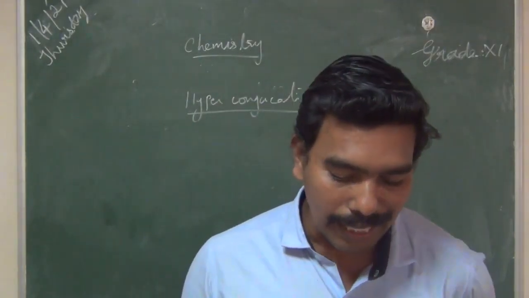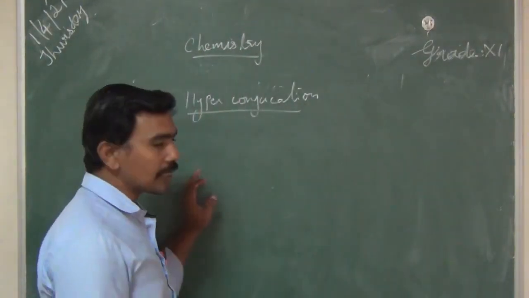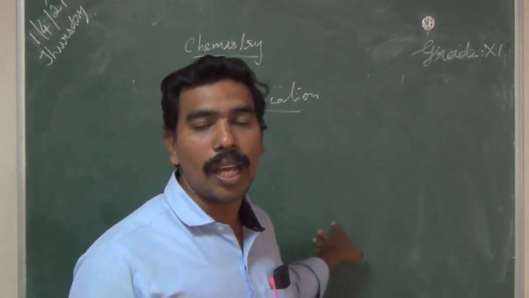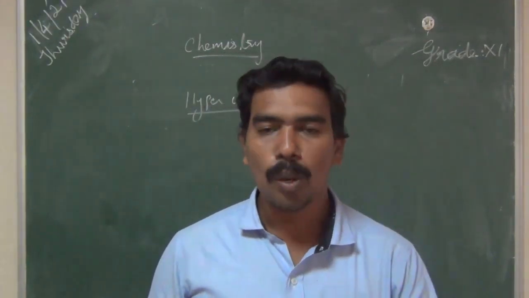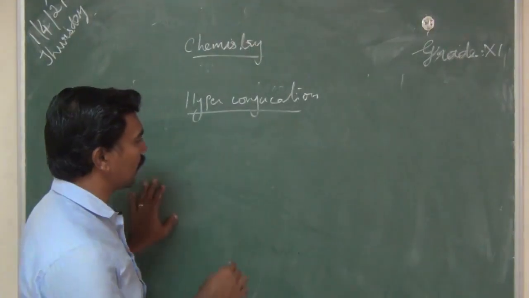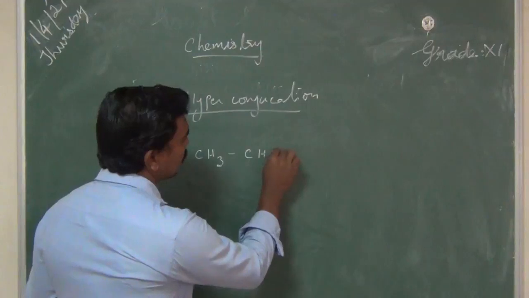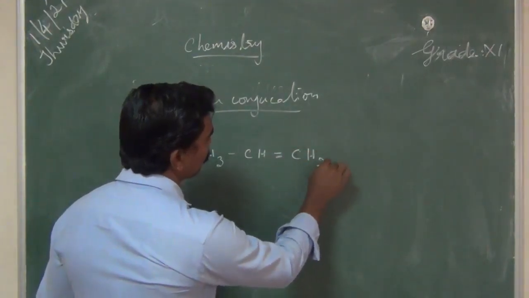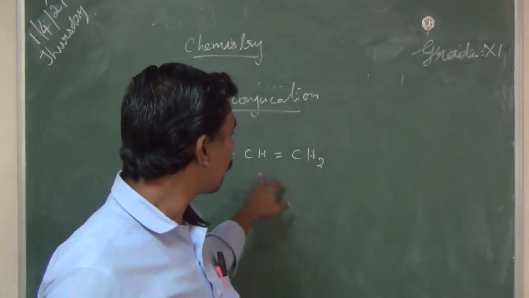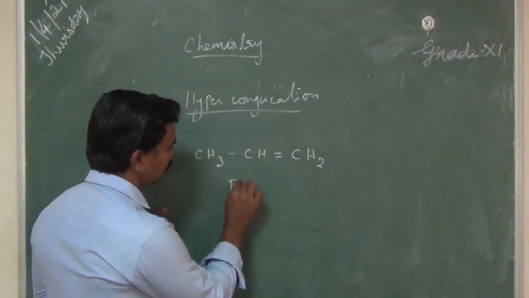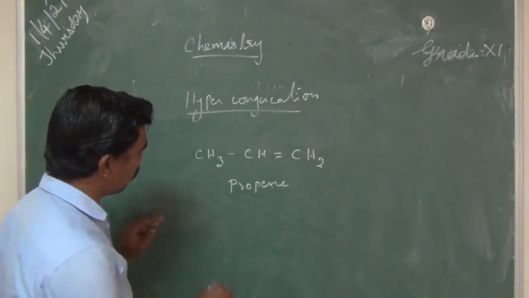Then this is the example we have discussed, propene. Last time we discussed butane, which has 4 carbon atoms. Propene has 3 carbon atoms. CH3, CH single bond, CH2. This is the formula of propene. I will write the structural formula.